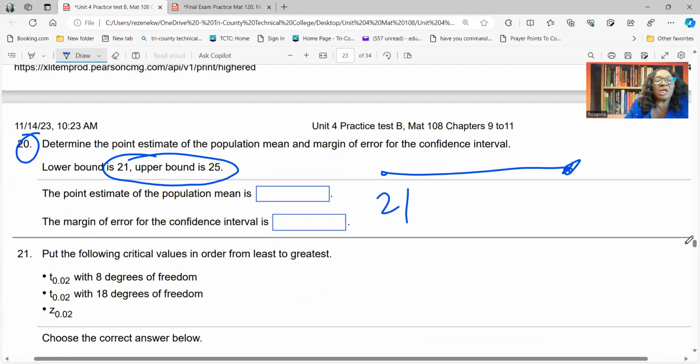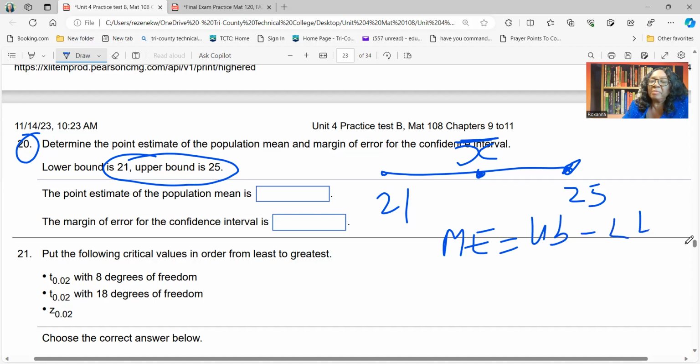So lower bound is 21, upper bound is 25. And this is the population mean. So the point estimate is the mean, X bar, the sample mean. And remember, there are so many ways you can find the margin of error, but I think one of the easiest ways is margin of error is equal to upper bound minus lower bound divided by 2. That is 25 minus 21, which is 4. 4 divided by 2 is 2. Therefore, margin of error is 2.